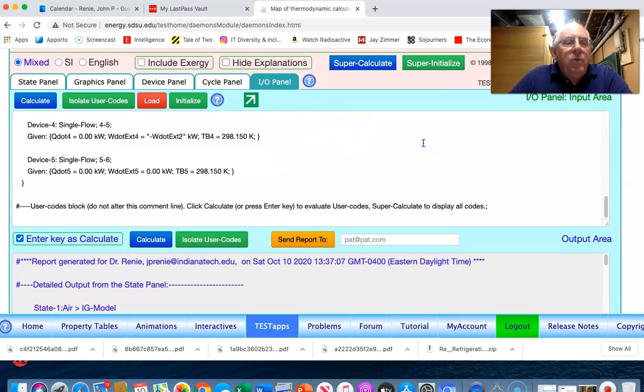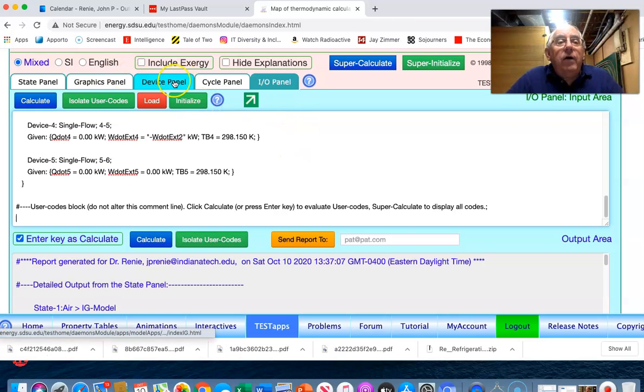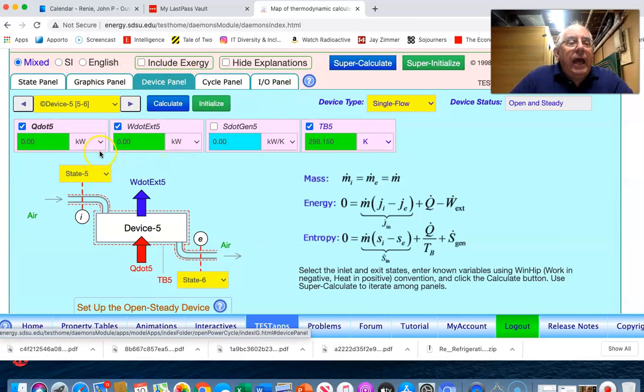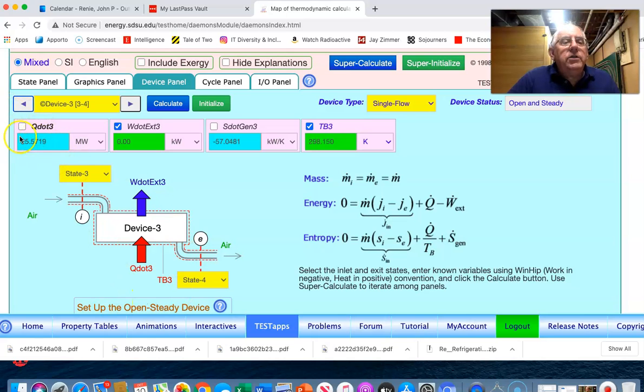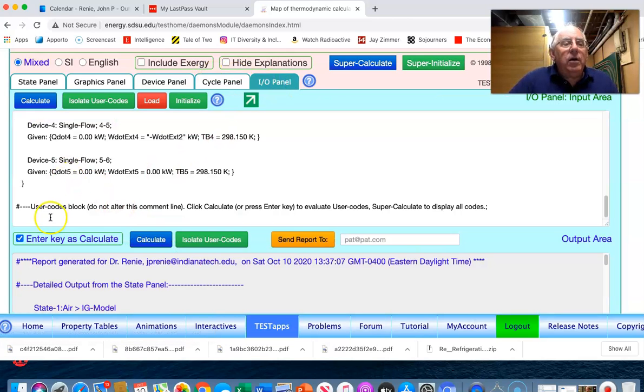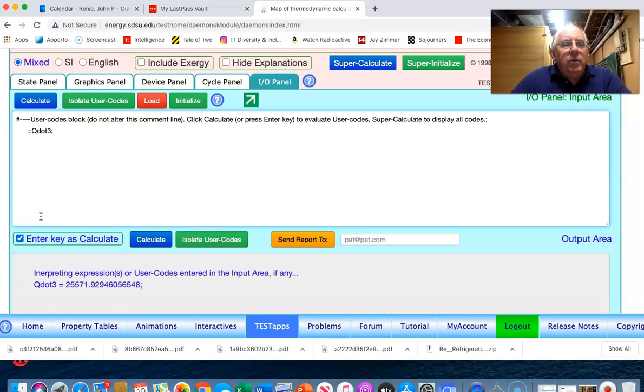So we come into here, and the value of interest that we need to have is the heat transfer associated with the combustion chamber, and we saw that that was this device here, from 3 to 4, and so it was Q dot 3. Okay, so it's an input of Q dot 3. So we come back here, and just to make sure that we have that Q dot 3, we see that that is the value in kilowatts.